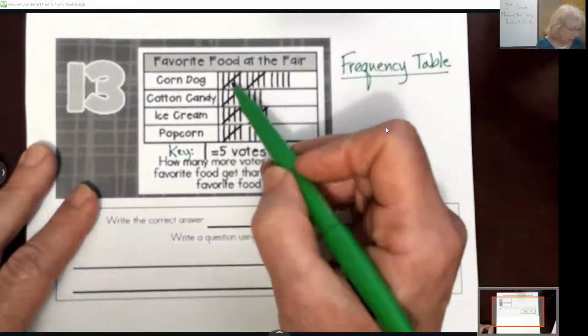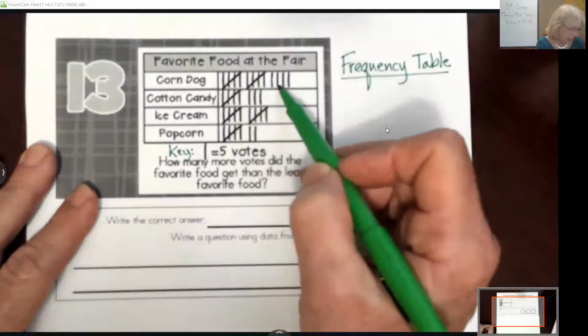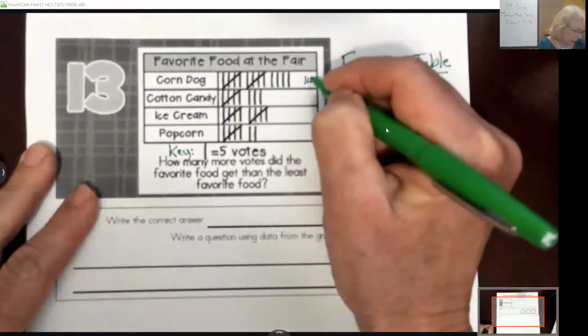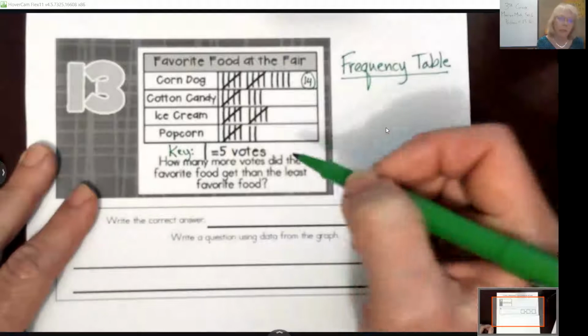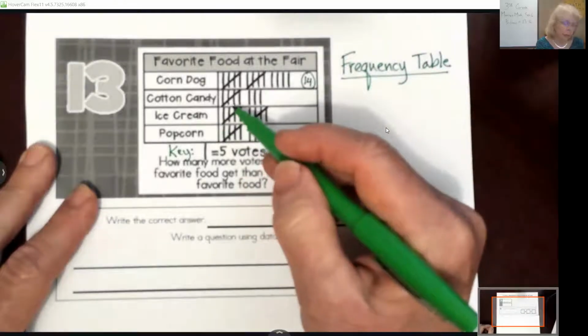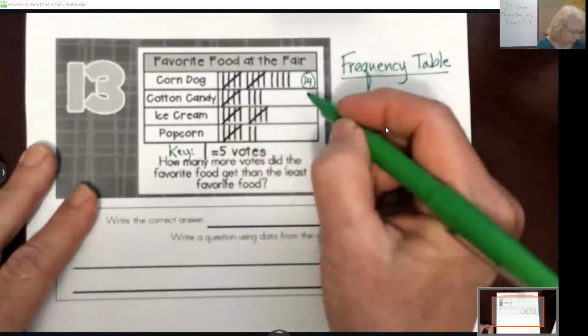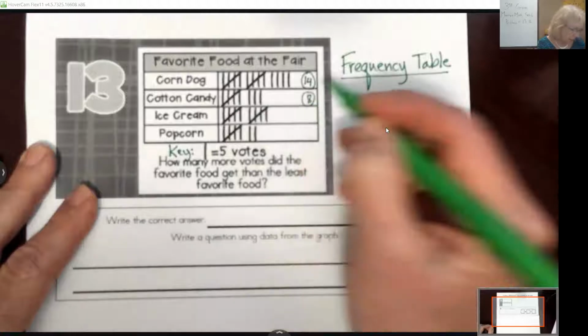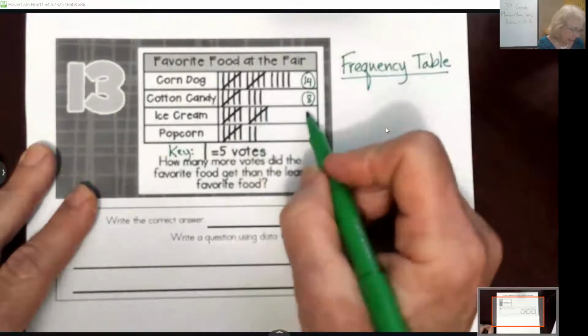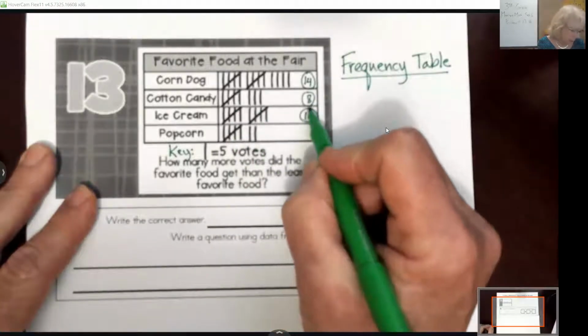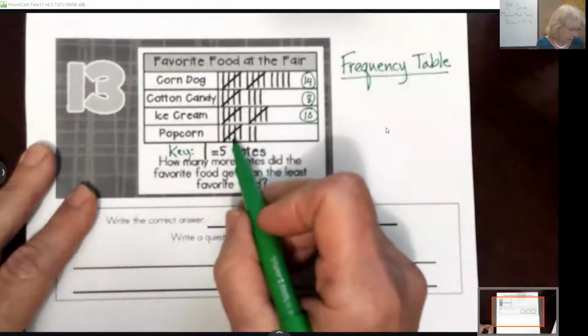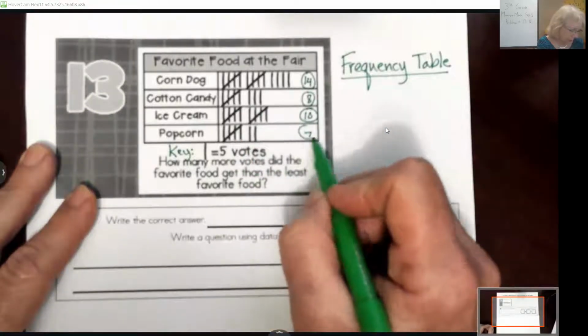So we have 5, 10, plus 4 is 14 tally marks right here. And on our next one for cotton candy, we have 5, 6, 7, 8 tally marks. On our next one, we have 5, 10 tally marks. And on our last one, we have 5, 6, 7 tally marks.